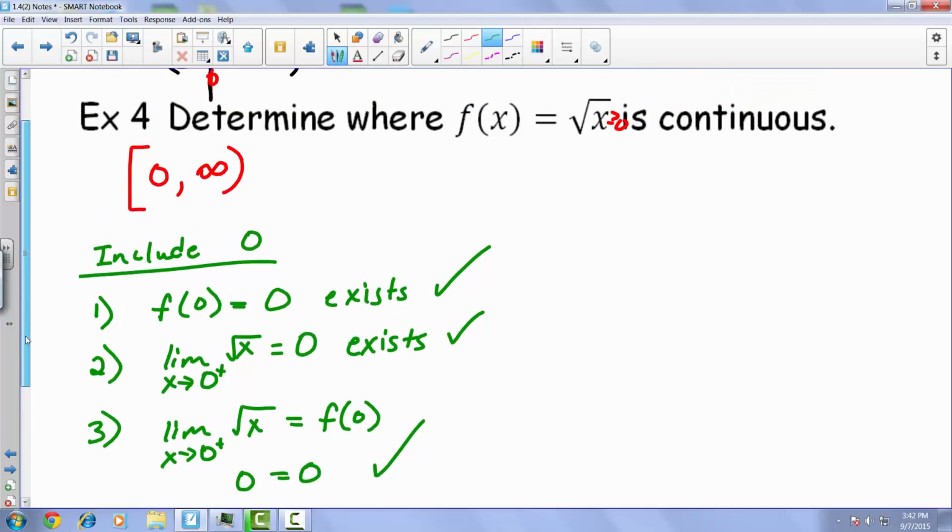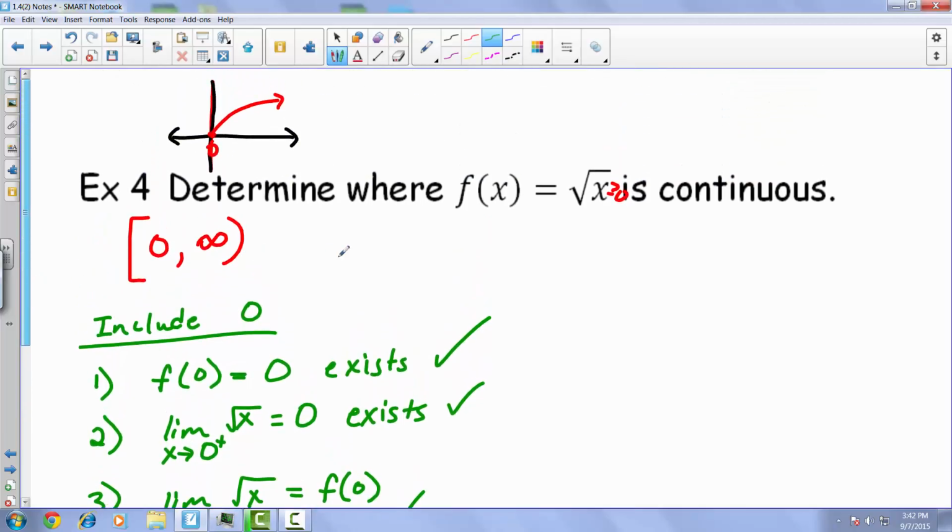So the question is to determine where it's continuous, but the real main question here is, can you include 0 or not? And the answer to this is yes. And you can verify that even just using one-sided limits.